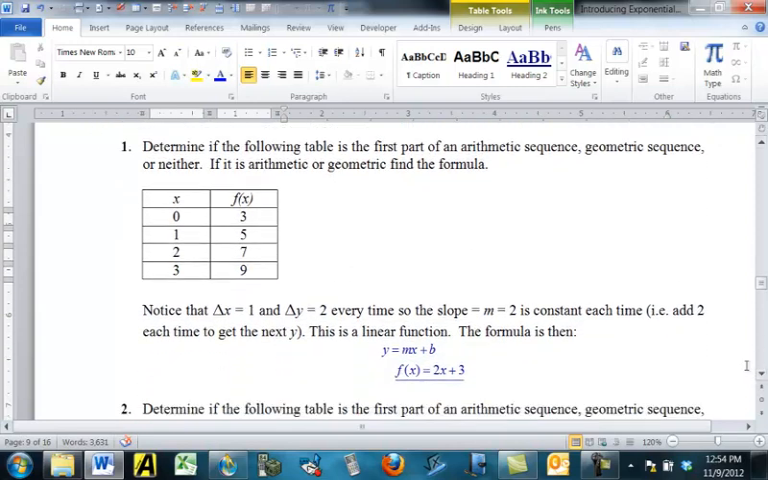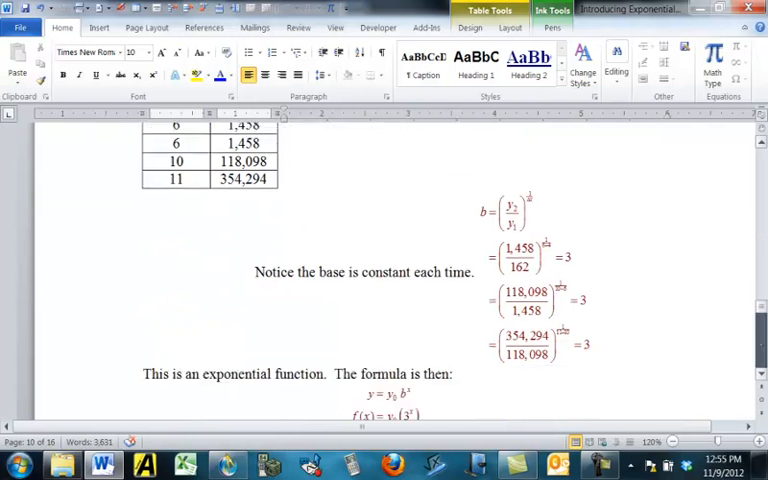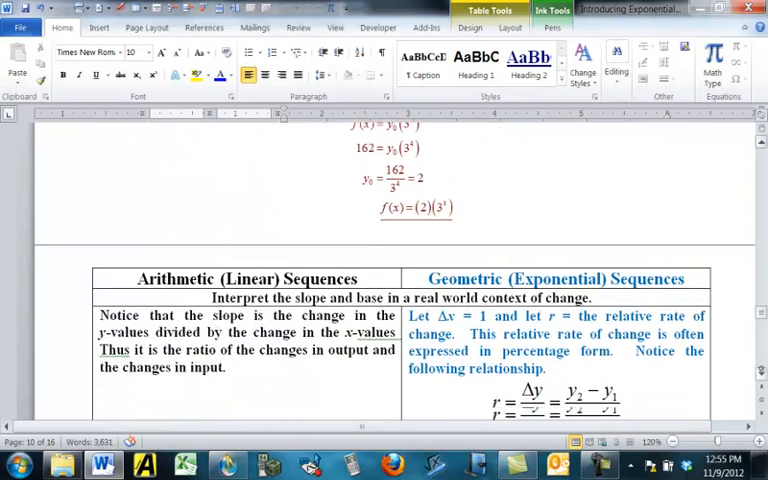So how can you look at the table and see if it's linear or exponential? I think I'm going to leave these for you to read on your own and skip ahead just a little bit here.